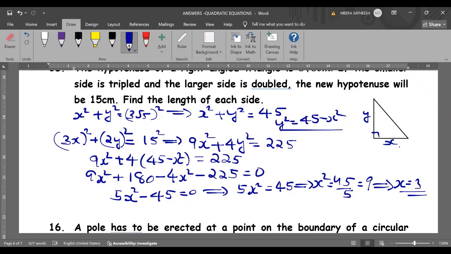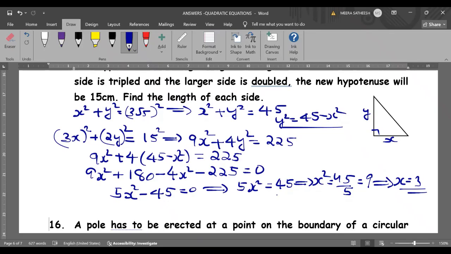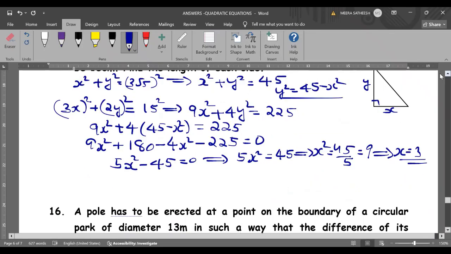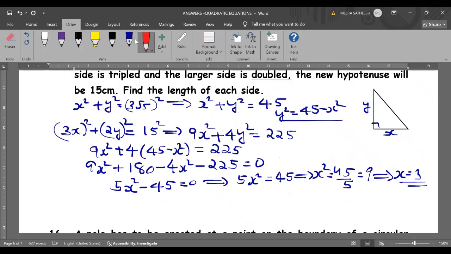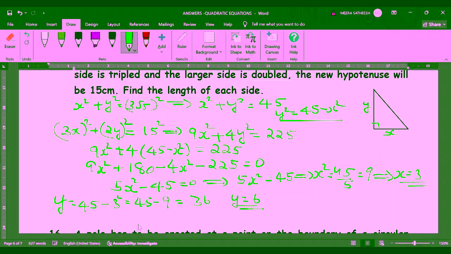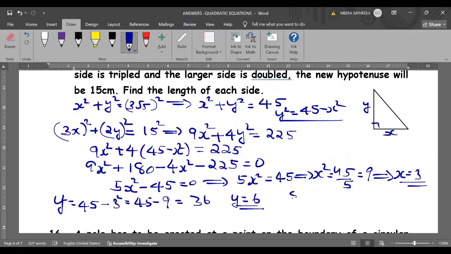So the smaller side is 3 and the longer side is y, which we have to find out. y² equals 45 minus x², so we have to substitute that. y² is equal to 45 minus 3², so 45 minus 9, so 36. So y equals 6. So the sides are 3 centimeter and 6 centimeter. That's all.